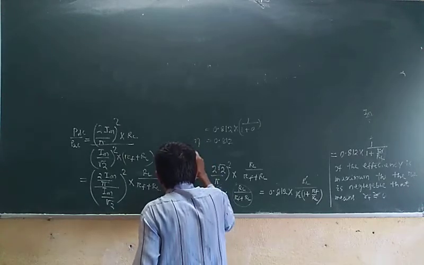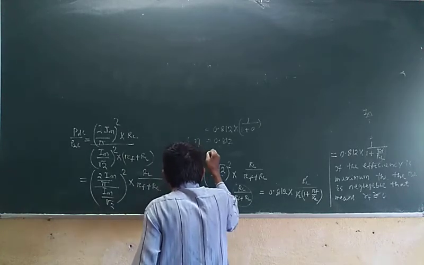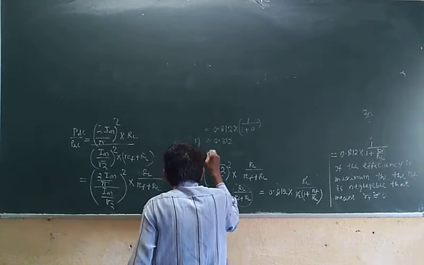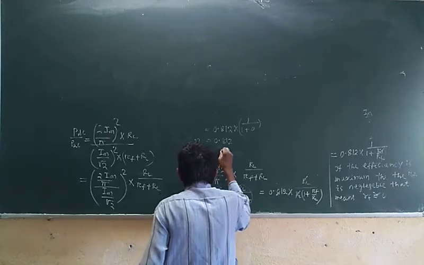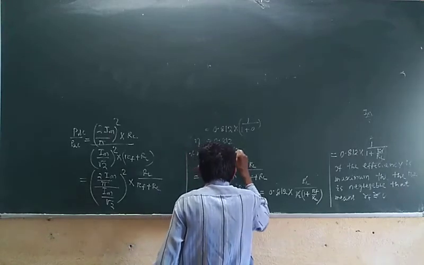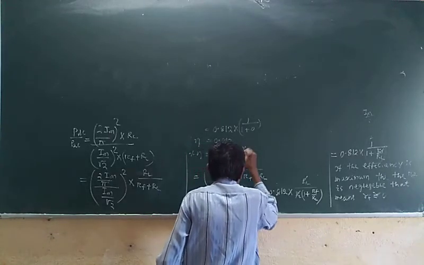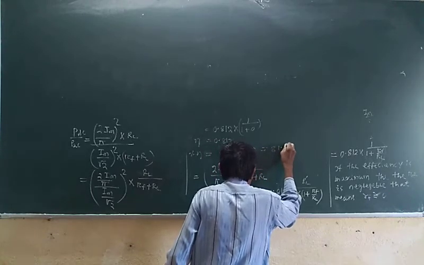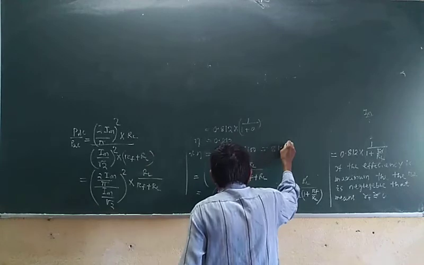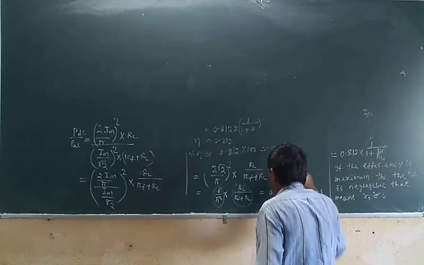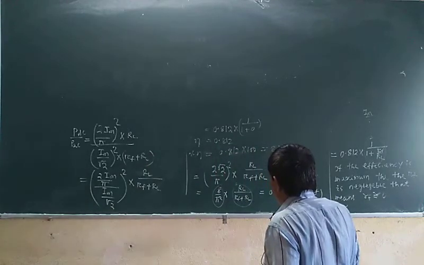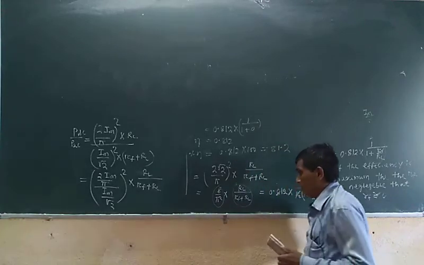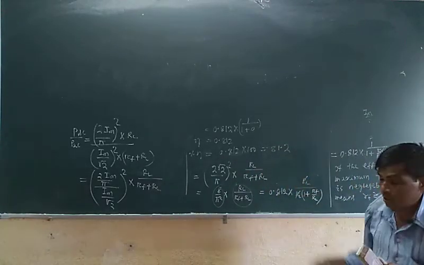Now we can write the percentage: percentage of eta equals 0.812 into 100, that is equal to 81.2. So the efficiency of a full wave rectifier is equal to 81.2 percent.